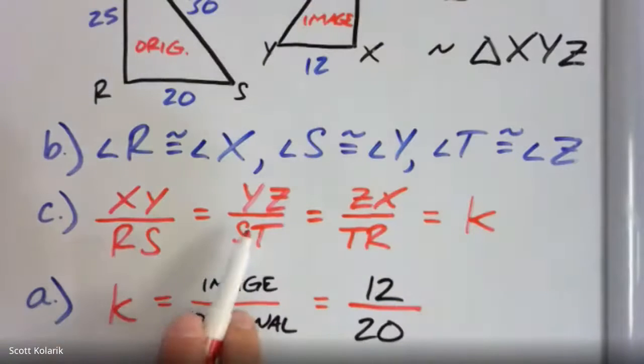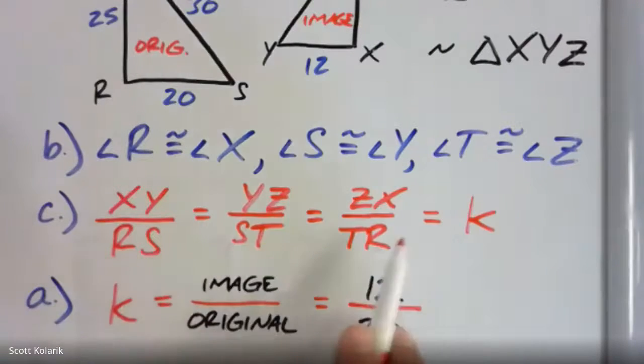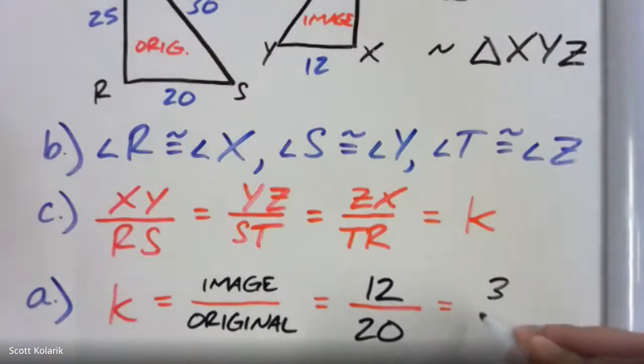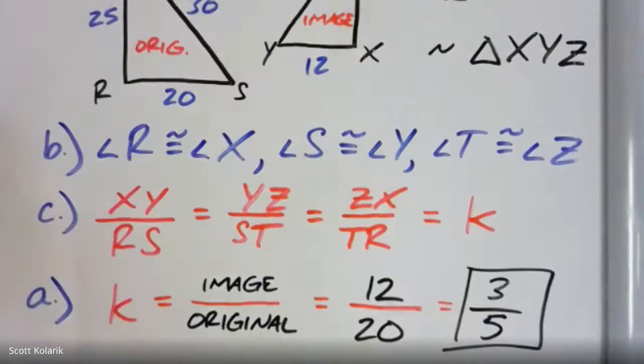And again, I could have used YZ over ST being 18 over 30, or ZX over TR being 15 over 25. It doesn't matter which of the three, all three should reduce to the same thing. When I reduce this, 4 goes into top and bottom: 4 goes into 12 3 times, and 4 goes into 20 5 times. There's my reduced fraction. My scale factor is 3/5.